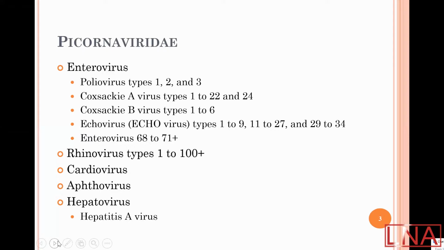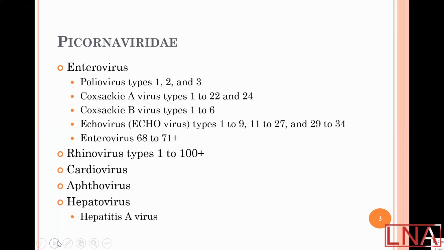Polio, types 1, 2, and 3. Coxsackie A viruses, several serotypes, as you see on the slide. Coxsackie B virus, only 6 serotypes we are interested in. Echoviruses, also several serotypes, and specific enteroviruses, also several serotypes. We are not interested today in rhinoviruses, cardioviruses, arthroviruses, and hepatoviruses.